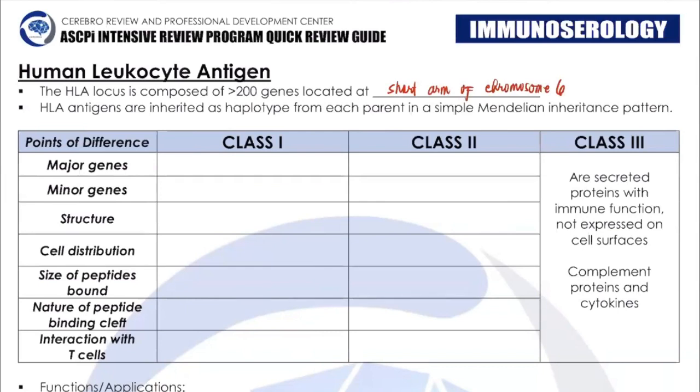So pag ganito guys, yung manner of inheritance ng HLA antigens, namamana siya bilang haplotype. That means there is a 25% chance that two siblings will be HLA identical. Okay, so this is again otherwise known as MHC, or major histocompatibility complex.